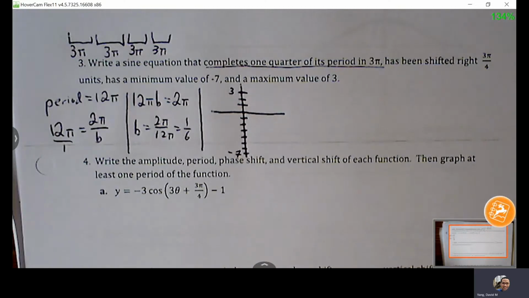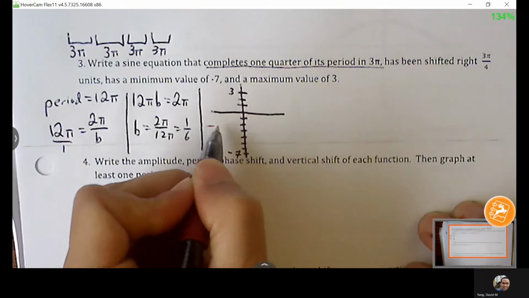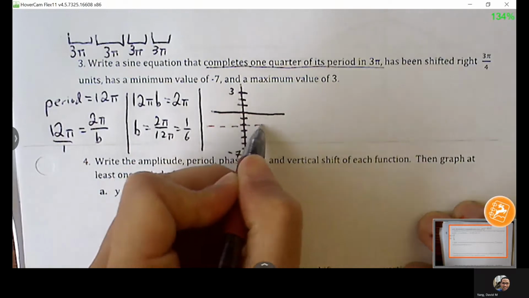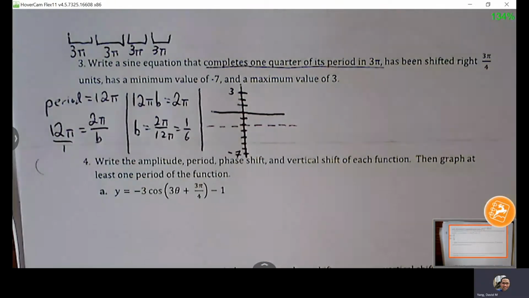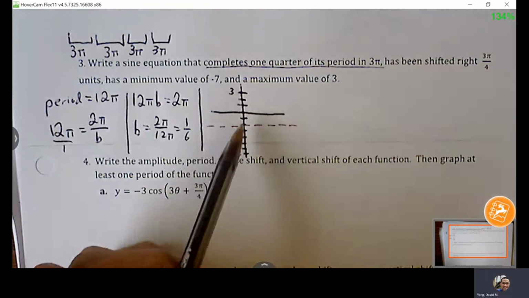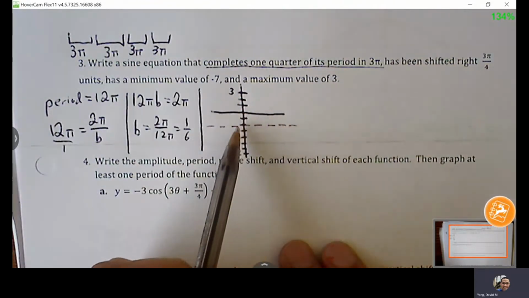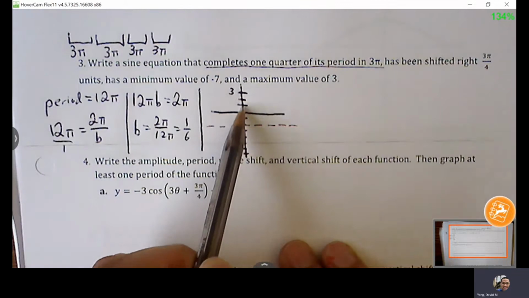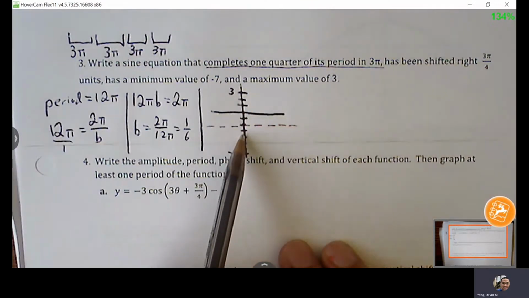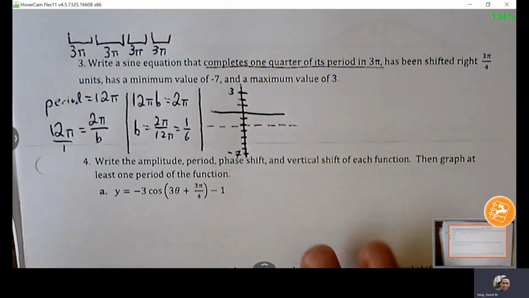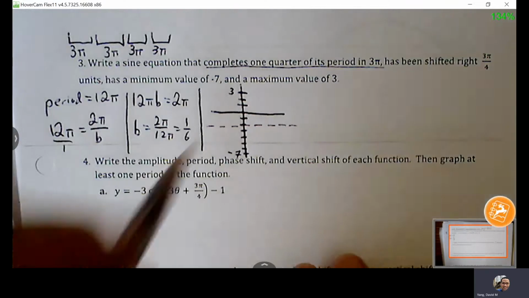Okay, let's try -2 here. So if this is the true center, I should be able to count up to my max and count down to the min, and I should be covering the same distance here. So from -2 here, 1, 2, 3, 4, 5. Distance of 5. Let me count down here. 1, 2, 3, 4, 5. Okay, so that's consistent, right? We know what our A value is, and we know what our D value is.